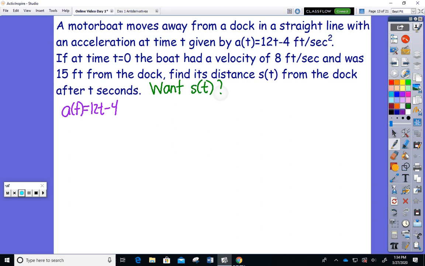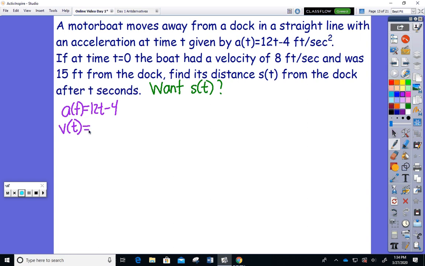Okay, I'm stuck. I don't have any idea what to do. Wait a minute. Keep in mind that the derivative of position is velocity and the derivative of velocity is acceleration. So instead of working down the ladder, what if we work back up the ladder and use antiderivatives instead of derivatives? Well, what is the antiderivative of acceleration? Working up the ladder, you get velocity.